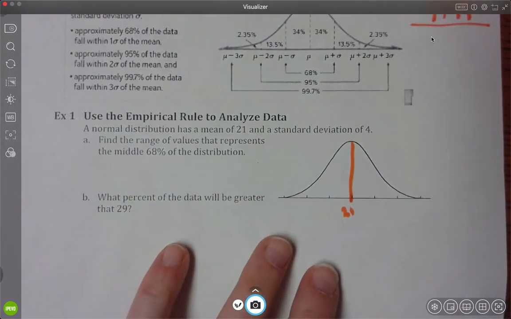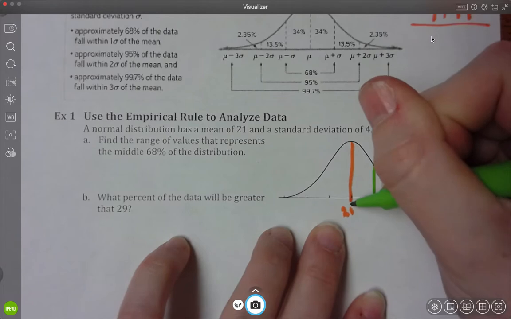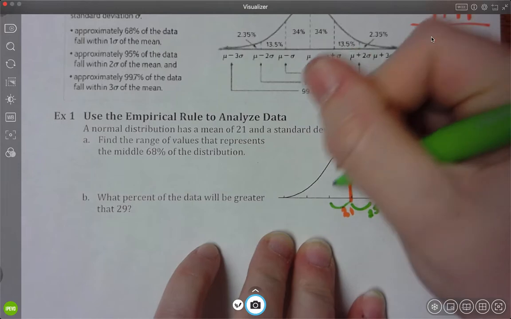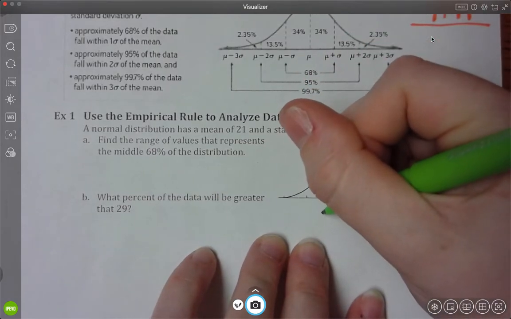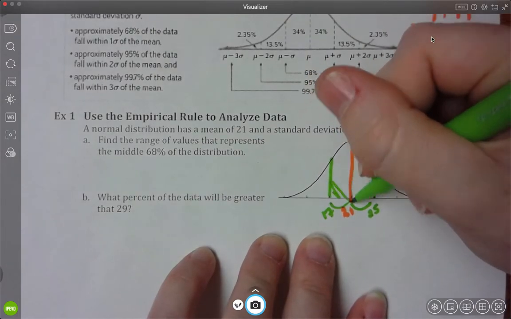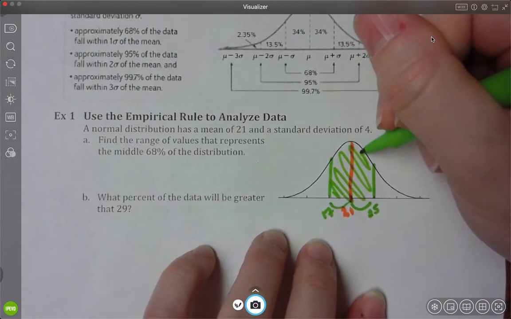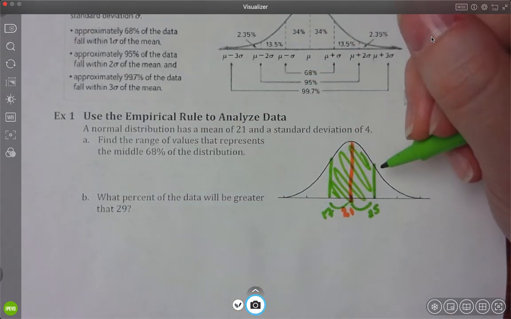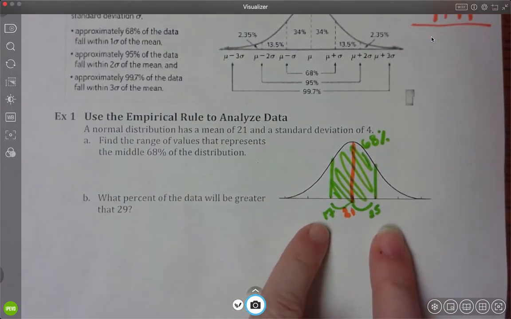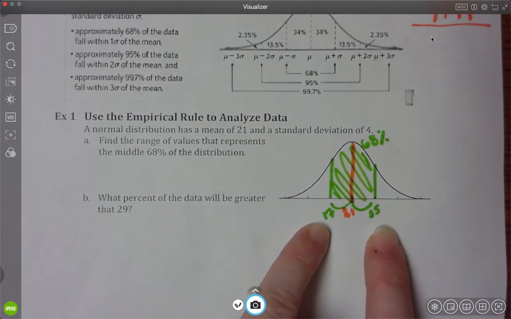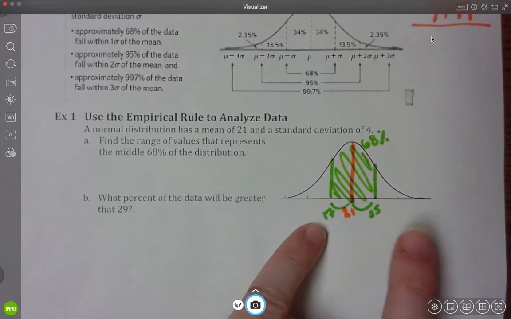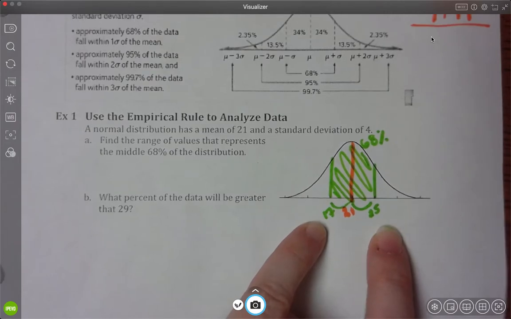So I'm going to do this. I'm going to say, if I go 4 units and add 4 units to 21, this first number would be 25. If I subtract 4 units, that number right here would be 17, I think. I subtract 4. Okay, so these people in here, there would be 68% of all of my people that would be scoring between a 17 and a 25. Maybe this was an ACT score or something like that. So 68% of all people are going to score between a 17 and a 25 on the ACT, let's just say, okay?